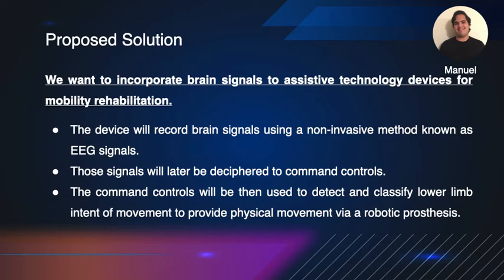The main way the problem is looking to be solved is by incorporating devices that read brainwaves of the user. This should be done with electroencephalography signals, or EEG signals for short, that will be recorded into a device and later processed into command controls. After the EEG signals are processed into command controls, those same controls will be used to determine lower limb intent of movement for a robotic prosthesis that will provide physical movement to the user.